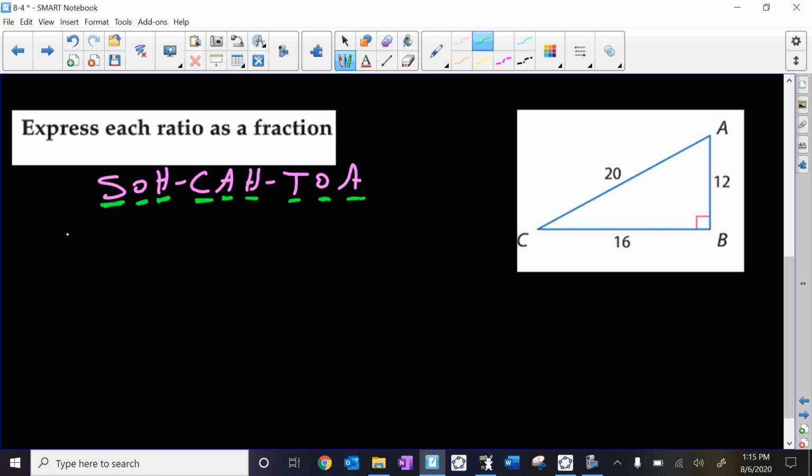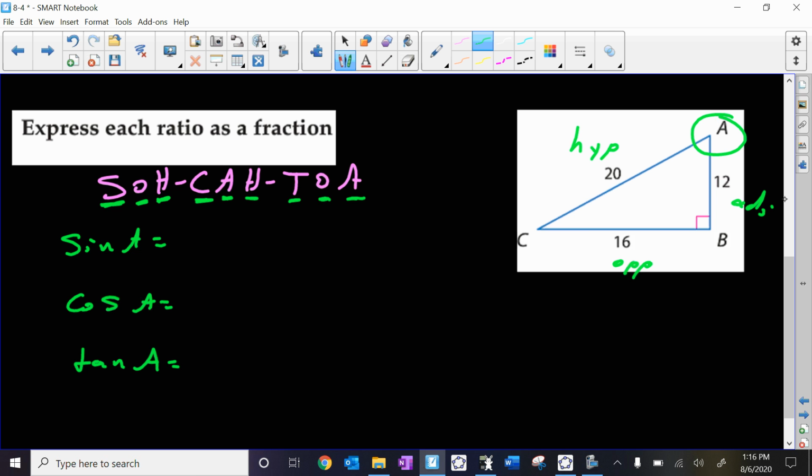So let's start with angle A first. I want to find sine of A, cosine of A, and tangent of A. We're first going to label our side lengths in our triangle. Again, we need to know the opposite, adjacent, and the hypotenuse. We know that 20 is the hypotenuse because it's across from the right angle. If I'm dealing with angle A, 16 should be the opposite side because it's far away from angle A. And the adjacent is then going to be 12.